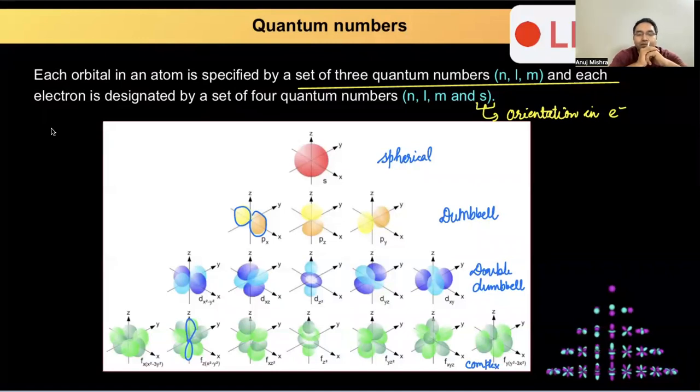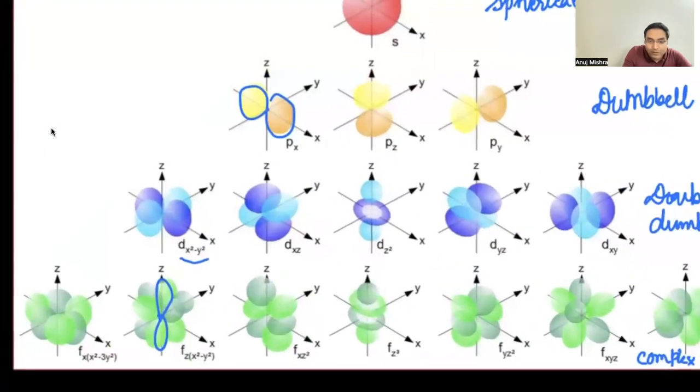Our understanding is when you talk about P, there are three possibilities, but in D, we are having 5 different options. Names are, you can see the names here: dx square y square, dz square, dxz. I think it is visible. Dxz, dz square, dyz, and dxy.